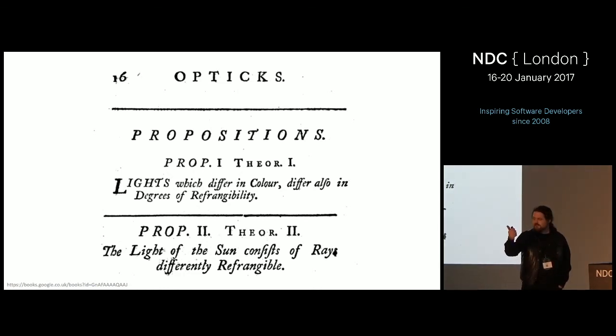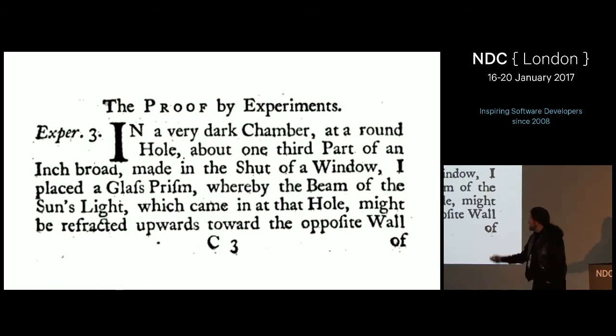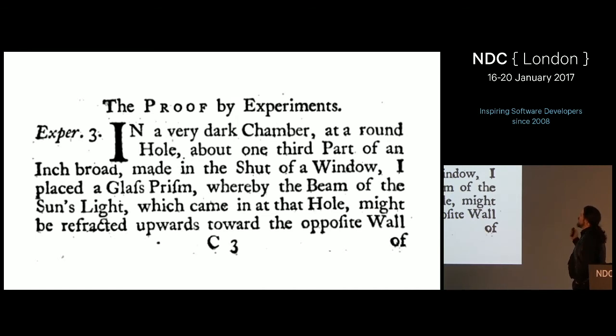So, observation: Newton looks up, rainbow. Hypothesis, prediction: differ also in degrees of refrangibility. This is his prediction. Experiment. The proof by experiments. "In a very dark chamber, at a round hole about one-third part of an inch broad, made in the shut of a window, I placed a glass prism, whereby the beam of the sun's light which came in might be refracted upwards towards the opposite wall."